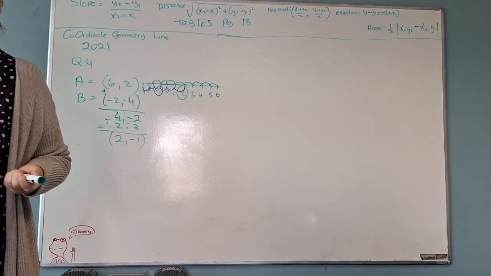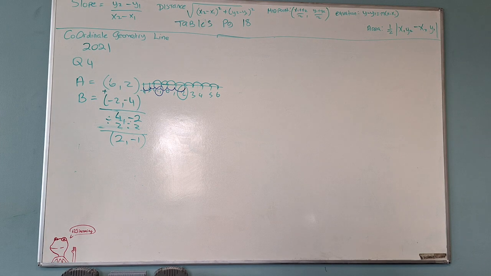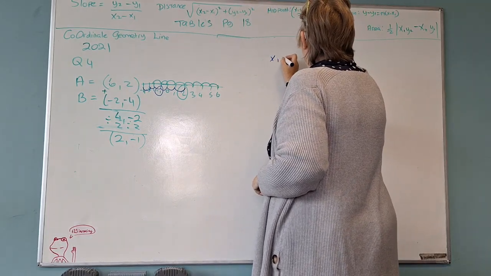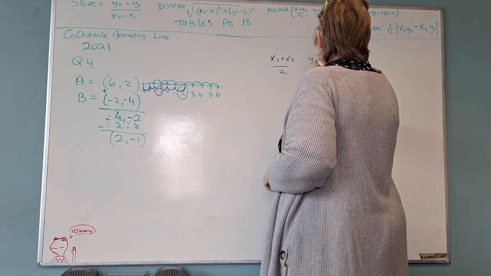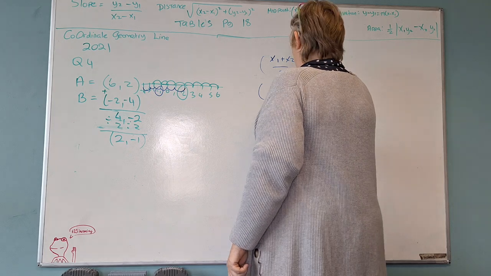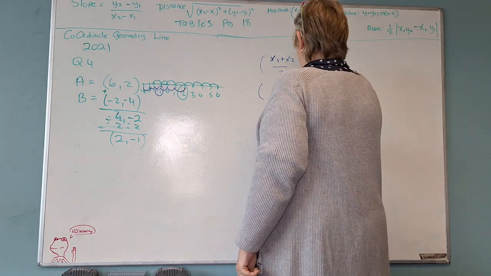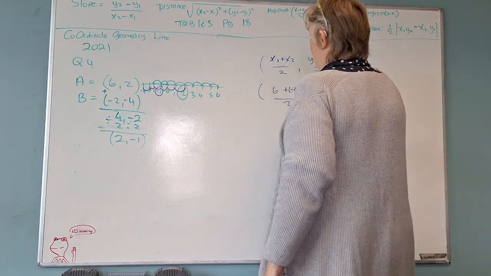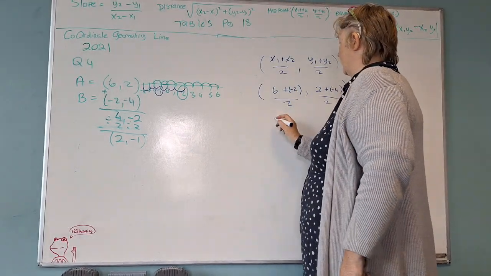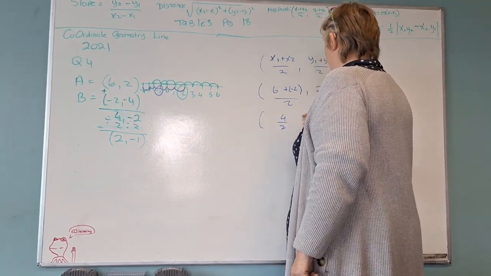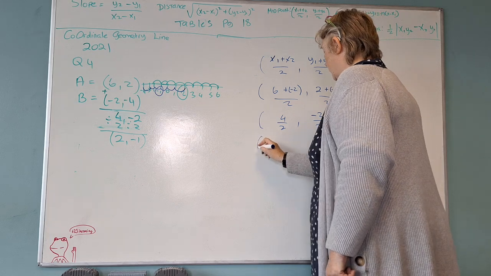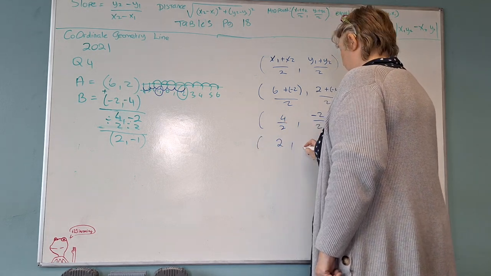So that's another way of doing it. Just draw it out on the number line and find the middle line. And then to use the formula, the midpoint is x1 plus x2 over 2, y1 plus y2 over 2, which is 6 plus minus 2 over 2, and y1 is 2 plus minus 4 over 2. 6 plus minus 2 is 4 over 2. 2 plus minus 4 is minus 2 over 2, which becomes 4 divided by 2 is 2, minus 2 divided by 2 is minus 1.